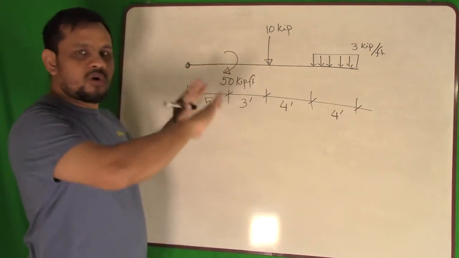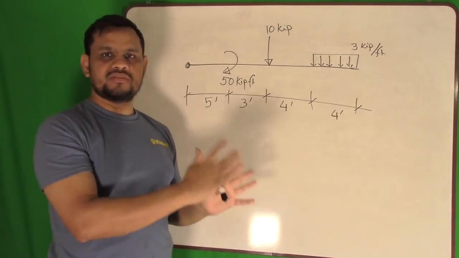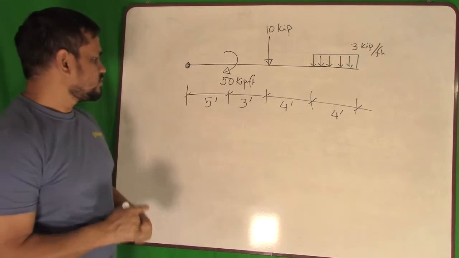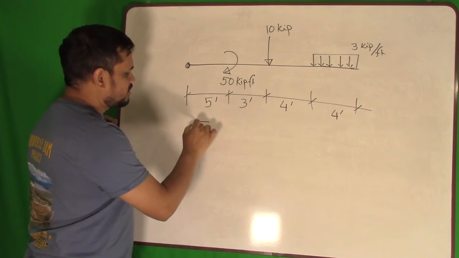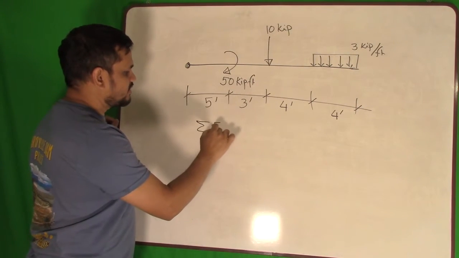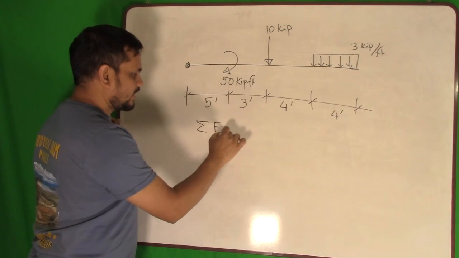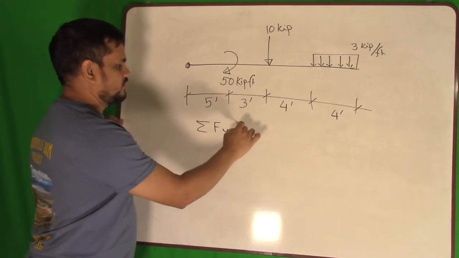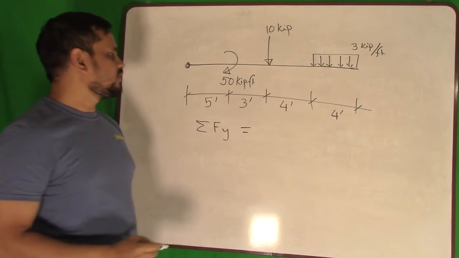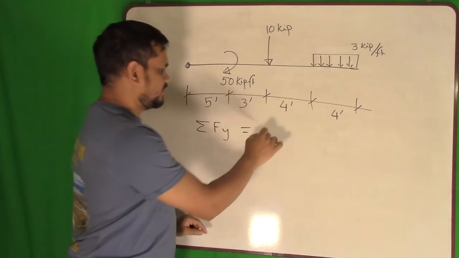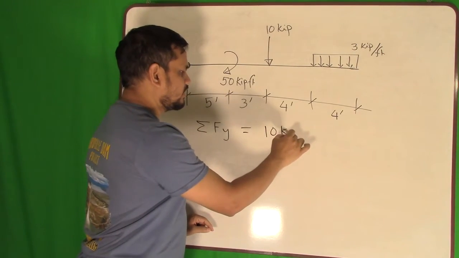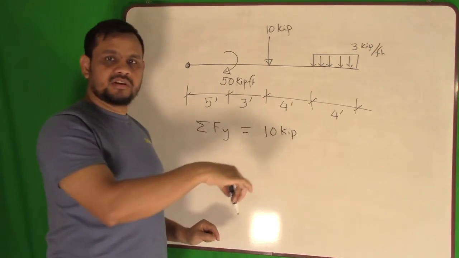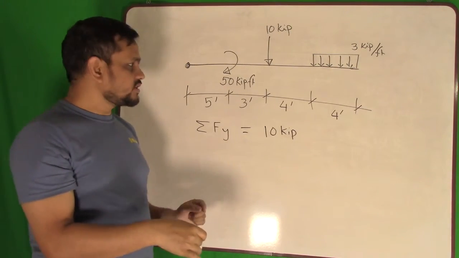So what is the combined effect of these forces? What is the force? We will calculate the summation of force along the y direction. So what are my forces? 10 kip. It is downward, so I am considering downward positive.